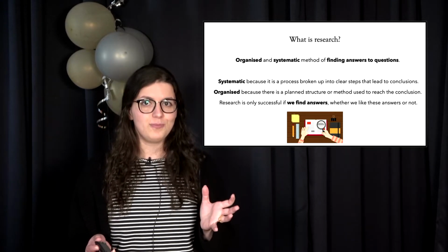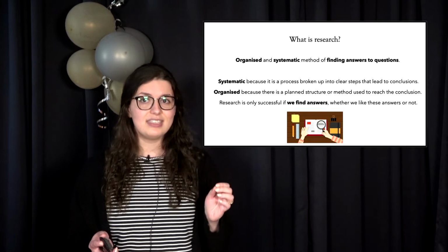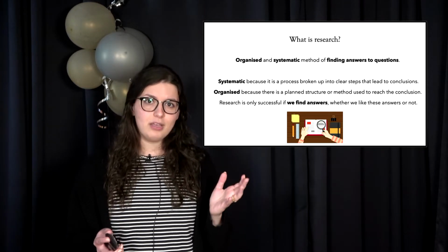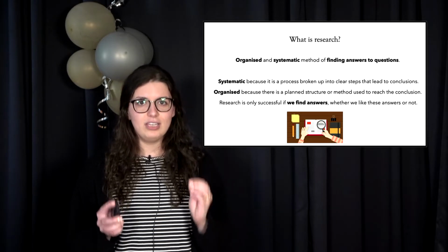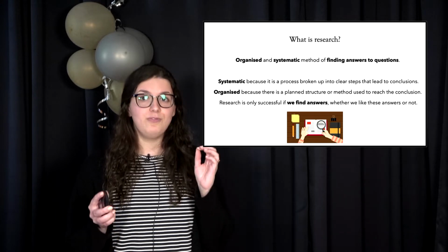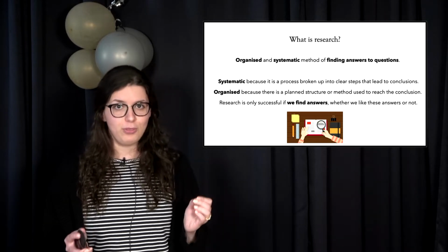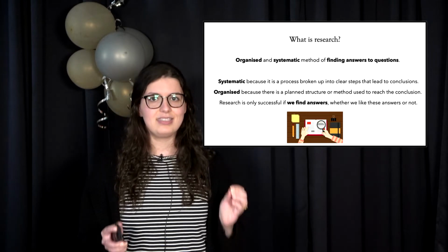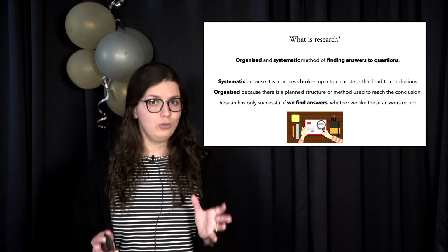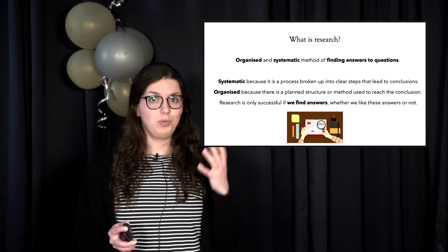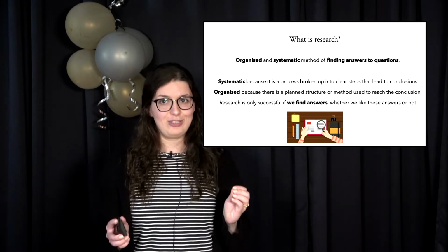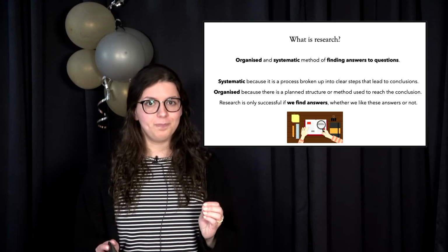What is research? Research is an organized and systematic method of finding answers to questions. So it's systematic because the process is broken up into clear steps and pieces. It's organized because it's a very well planned and structured method. And in all of the cases, it is very important that we want to reach an answer or a conclusion. It can be the answer that we were looking for, or it can be the complete opposite, but still it's an answer, and that is the most important part.